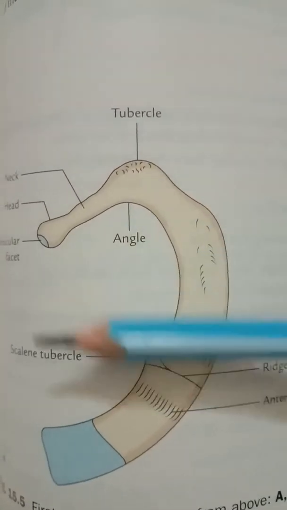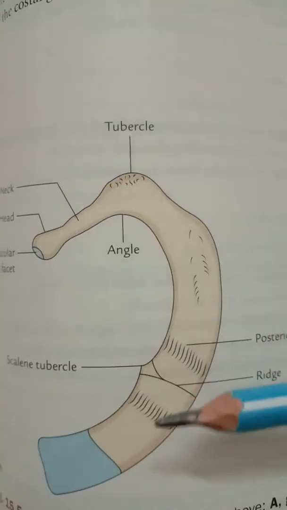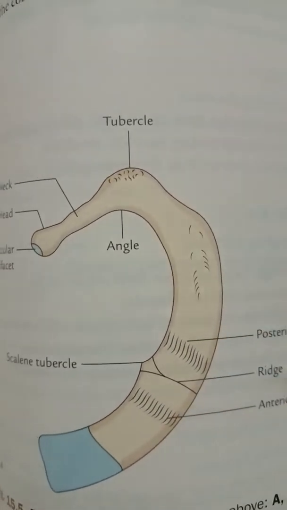Hello student. After completion of the typical rib, let's see the atypical ribs. As you know, the atypical ribs are the first, second, 10th, 11th and 12th. Let's see the details of the first rib. This is the first rib and this is a type of atypical rib. Then let's see the features of the first rib.